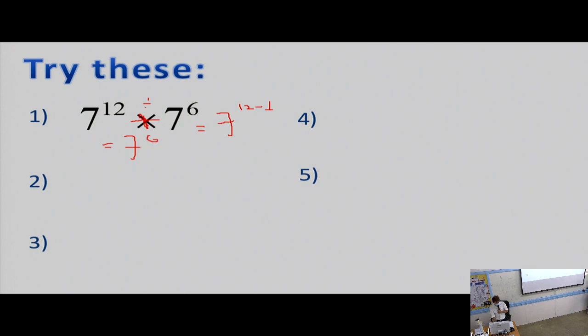Okay. Next, number 2. 6 to the power of 11 divided by, or over, 6 to the power of 7. Now, if you see this symbol, this is the same as division. 6 to the power of 11 divided by 6 to the power of 7. These are the same thing. So what would be our answer?